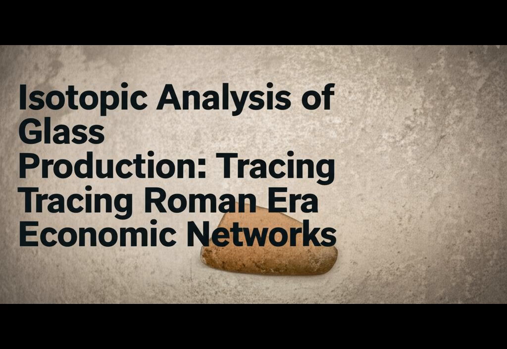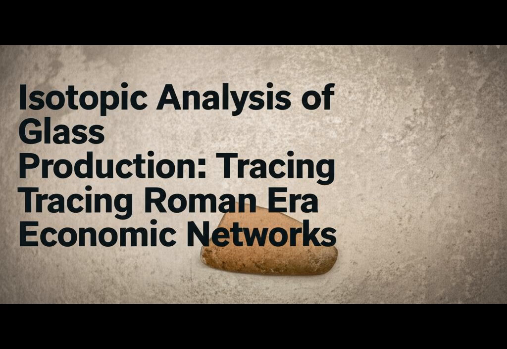So how does this help us understand Roman economic networks? The invention of glassblowing in the 1st century BCE transformed glass from a luxury to a common good. Isotopic studies confirm that large-scale primary glass production, meaning the initial melting of raw materials, happened in specific regions like Egypt and Syro-Palestine. This raw glass was then traded in chunks to secondary workshops across the empire.